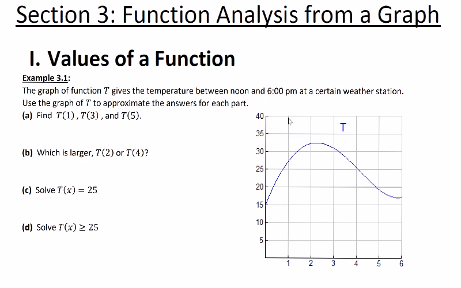So example 3.1 is going to do just that. It says the graph of a function t gives the temperature between noon and 6 p.m. at a certain weather station. Use the graph of t to approximate the answers for each part. So one thing that strikes me is certainly the word temperature, and then it says between noon and 6 p.m. As I look at my graph, I need to make sure that I understand what the horizontal and vertical axis represent in order for me to be able to answer any questions that might come up.